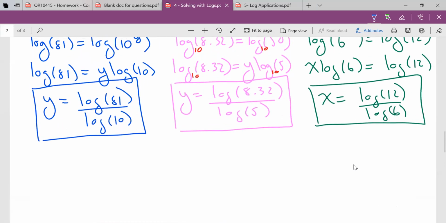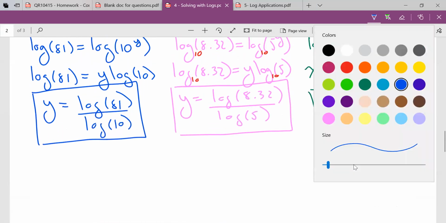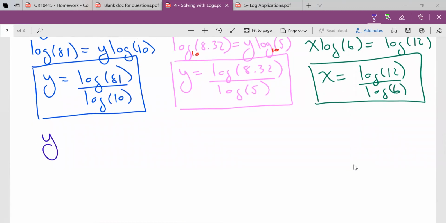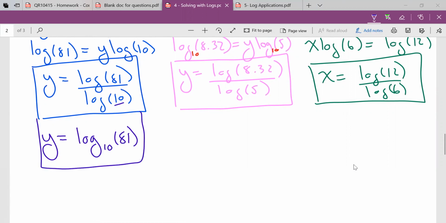Let's look at these three here in particular. I'm going to switch pen color to purple. So I'm going to use change of base on this first one here in blue. Change of base tells me I can simplify this into a single log. The argument of my numerator becomes the argument of my simplified log, and the argument of my denominator becomes the base of my simplified log. These two answers are the same. They don't look it, but they really are.